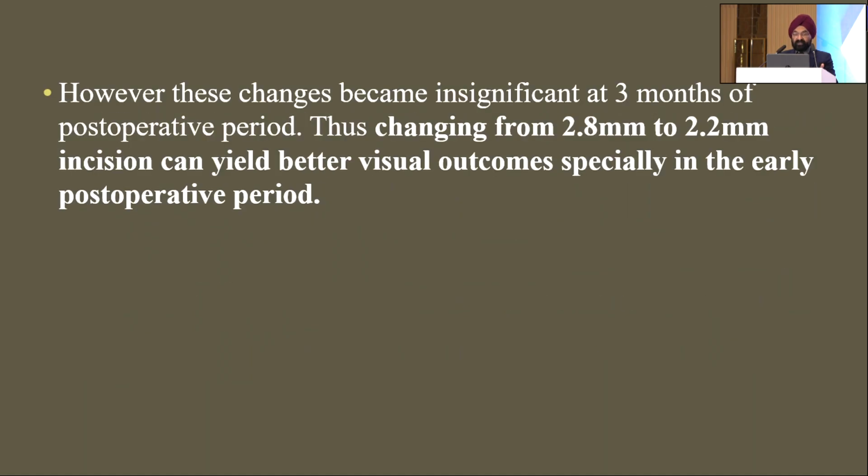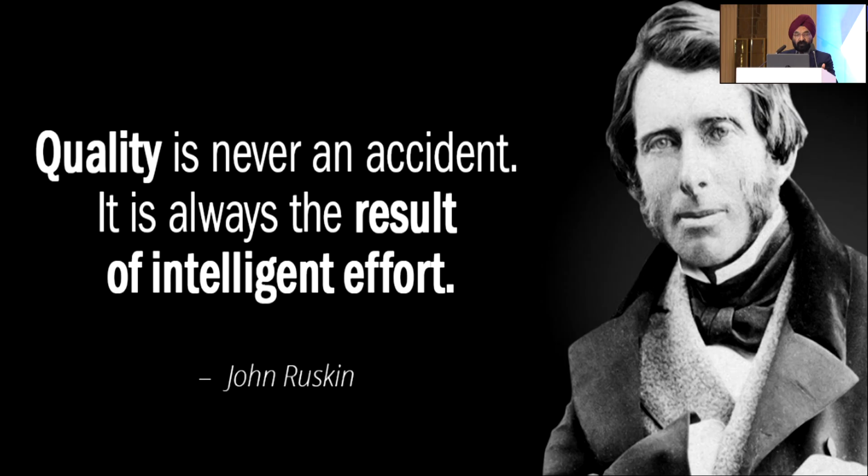So just changing from 2.8 to 2.2 millimeter incision can yield better visual outcomes, especially in the early post-operative period. So what I feel is we should not only promise patients quantity of vision, we should also promise patients quality of vision, because so many of these patients, having gained 6/6 vision, are not totally satisfied, because the quality of vision which they find is not very good, and they keep on complaining. So to decrease the number of these dissatisfied patients after cataract surgery, I think we should also lay significant stress on improving and decreasing higher order aberrations after the cataract surgery.